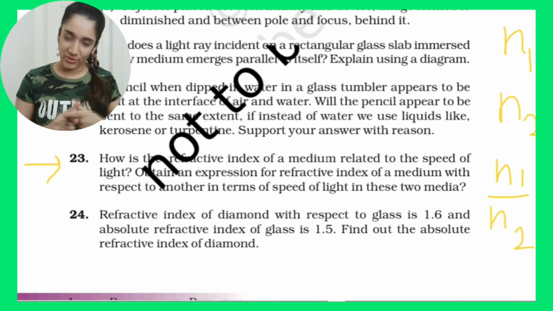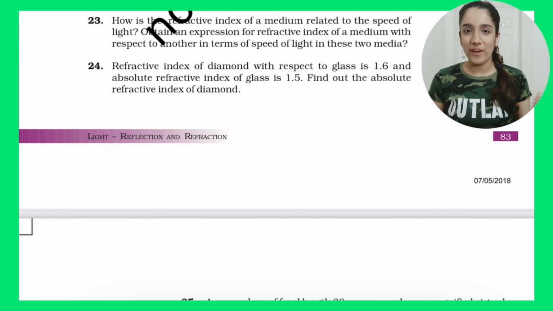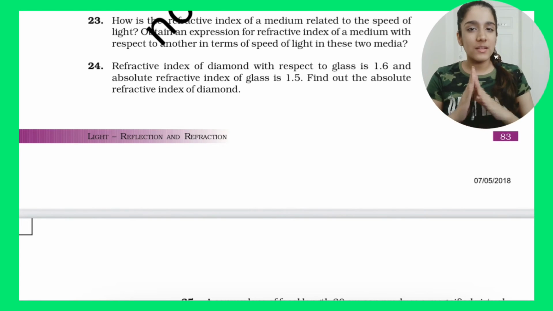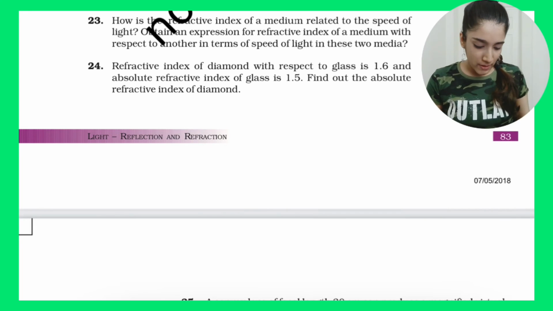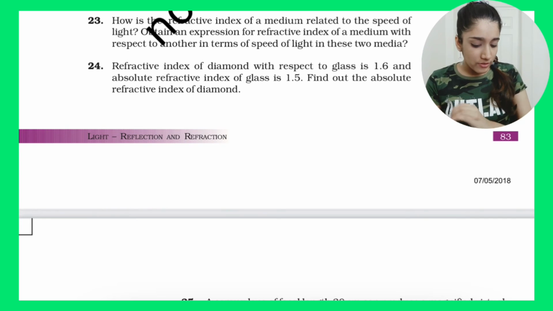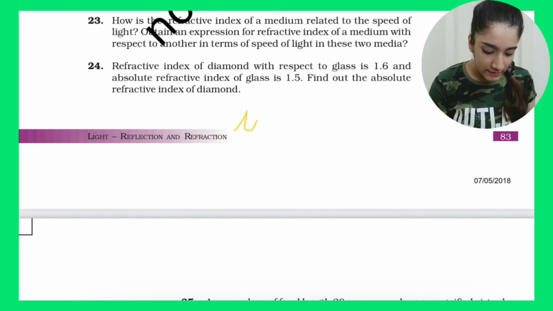Now let's move forward with question number 24. So this is also a quite simple one. Here we just have to find absolute refractive index of diamond by just substituting the values that we are given. So first they have given us this information. Refractive index of diamond with respect to glass is given as 1.6.